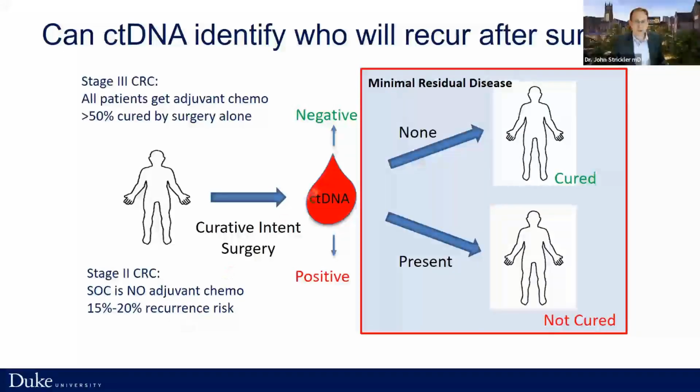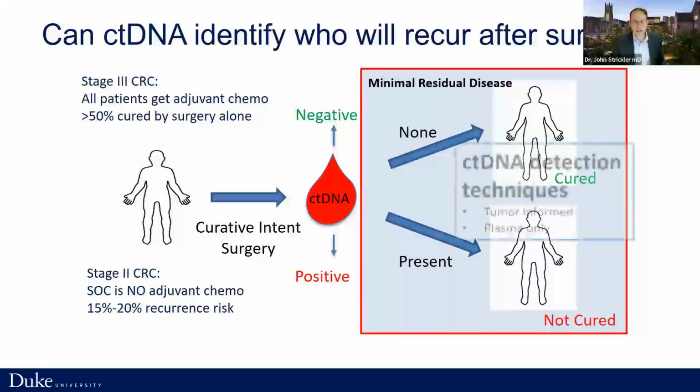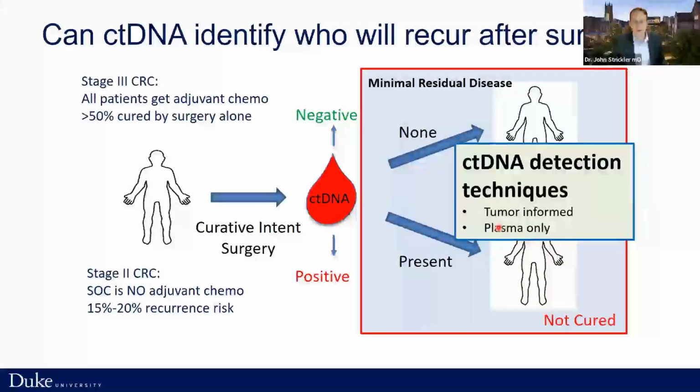So the question is, could we use this assay to potentially be smarter about it instead of just giving everybody with stage 3 chemo and maybe reserving stage 2 chemo for people with certain risk factors? Could we potentially use this tool to give people chemotherapy that really need it and avoid chemotherapy in people who don't? That's really what we're asking today. And there are a couple of different ways this technology has come in the clinic. One is the so-called tumor-informed technology, which I'll go into in a moment. And then the other is just a routine blood draw. So that's the landscape here.